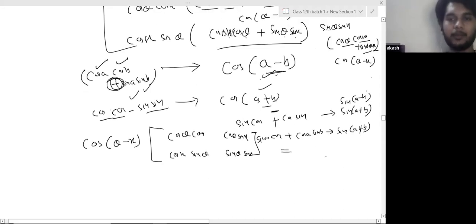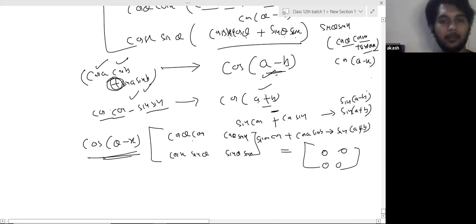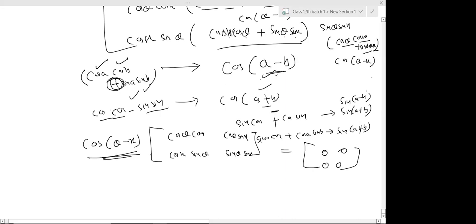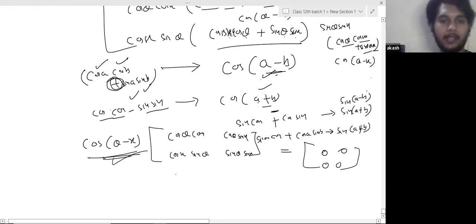Now this is equal to a null matrix, they are saying. All right, so that means this quantity must be 0, right? For each of them to be 0, this must be 0. Yes, sir. Is this clear? So we can say that.